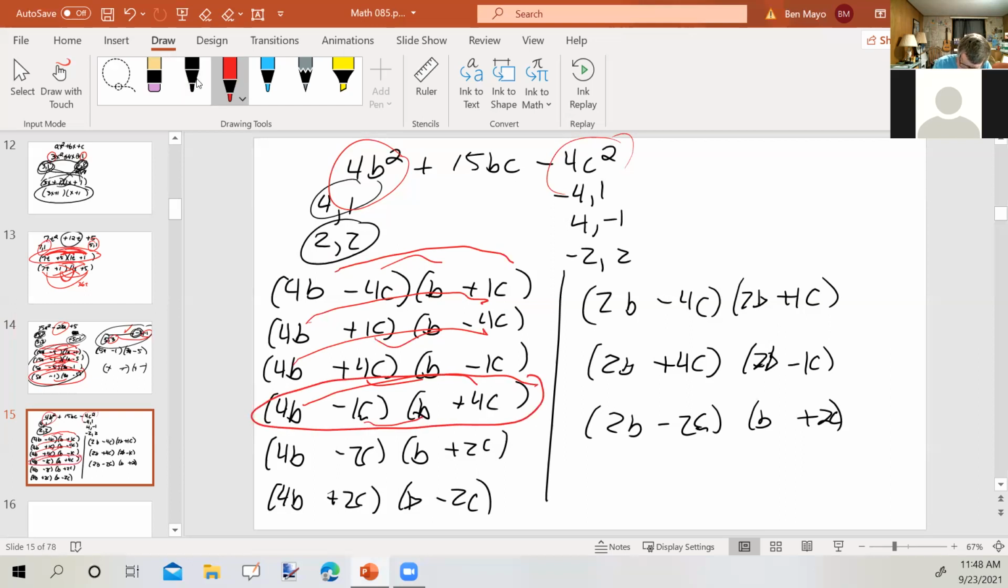Okay. So let's make sure. If we multiply that together, we get 4b squared plus 16bc minus bc minus 4c squared. So 4b squared plus 15bc minus 4c squared. So here it is.